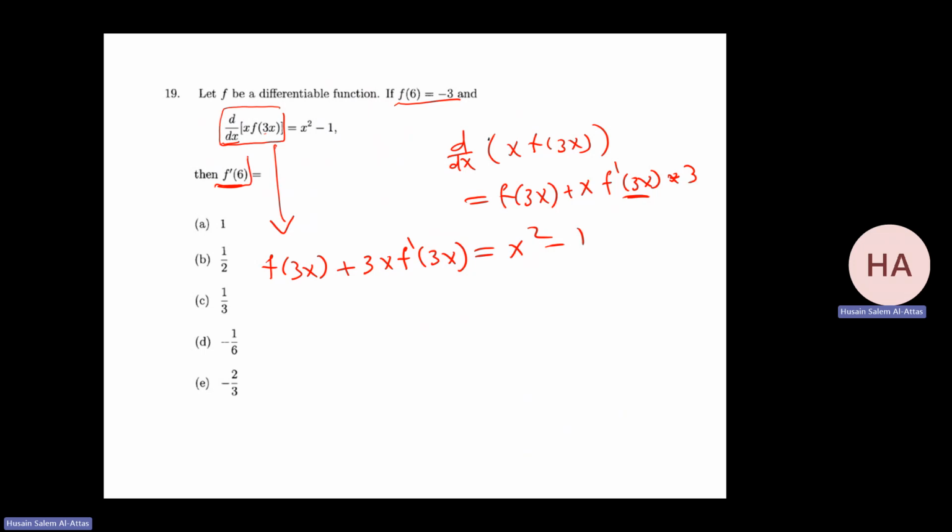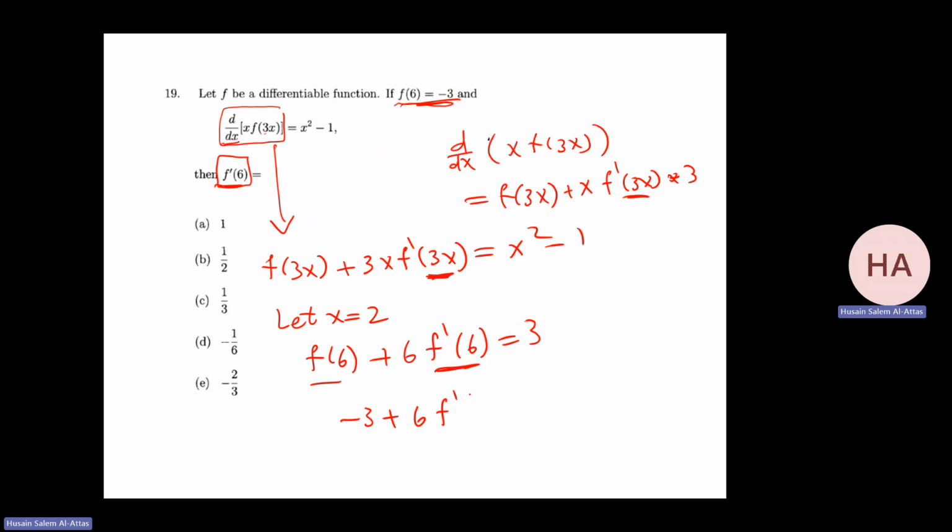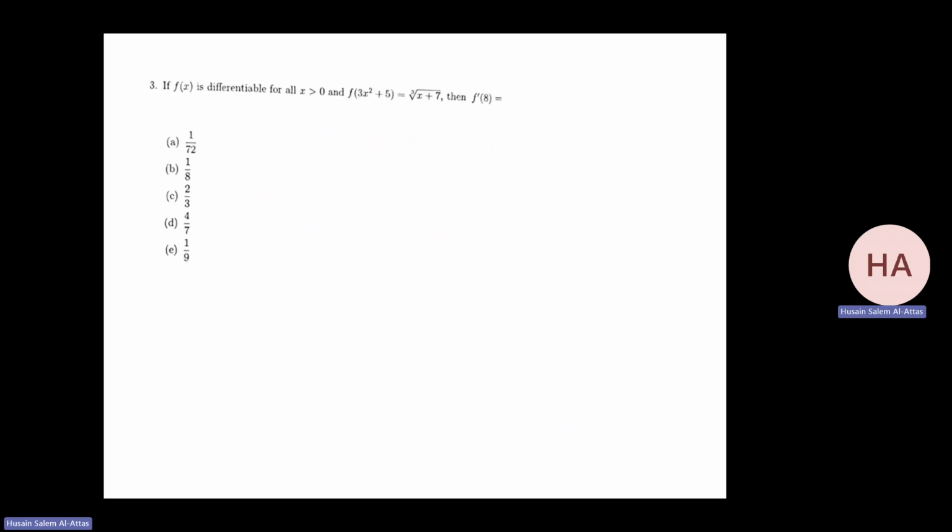What they want is f prime at 6. To find f prime at 6, I will let x equal 2. So I have f prime at 6 here. So I have f at 6 plus 6 f prime at 6 equal 4 minus 1, which is 3. This is what I'm looking for. F of 6 is given here, that will be minus 3. Plus 6 f prime at 6 equals 3. So I have 6 f prime at 6 equals 6. So f prime at 6 will be 6 over 6, which is 1. That will be the answer.